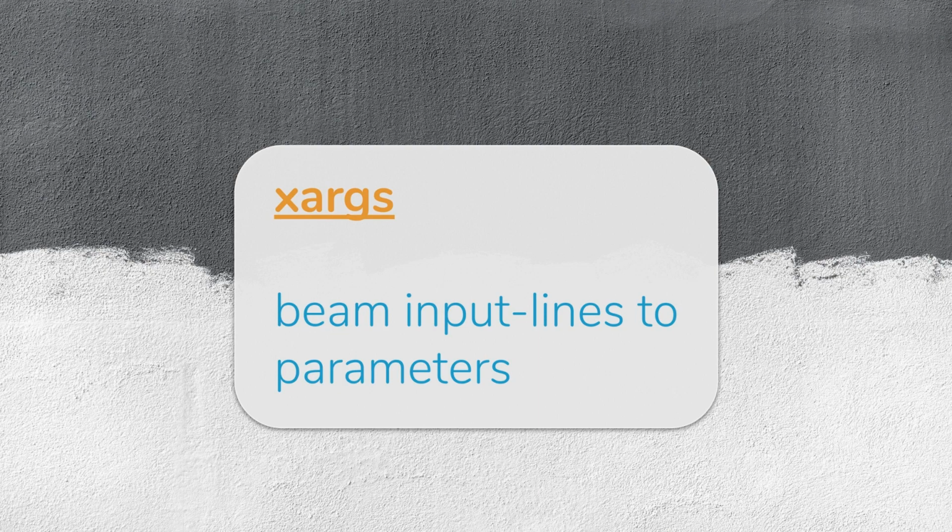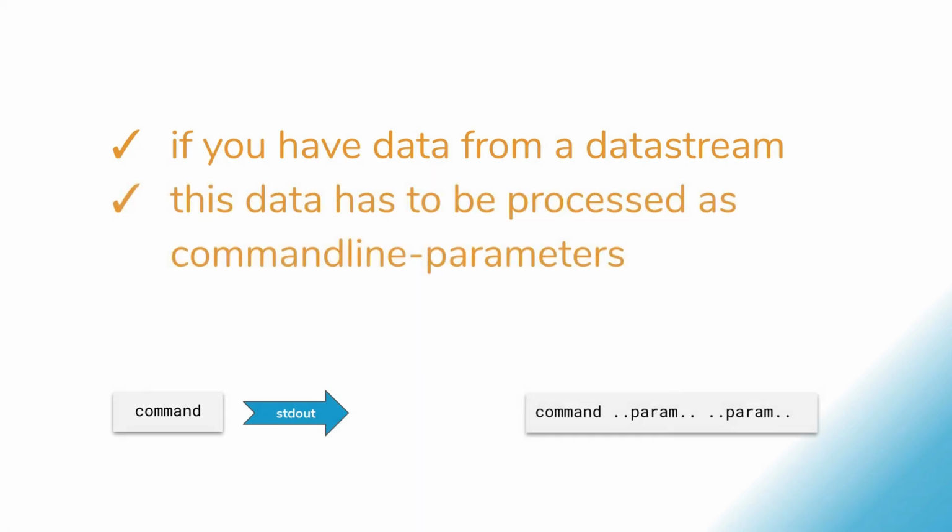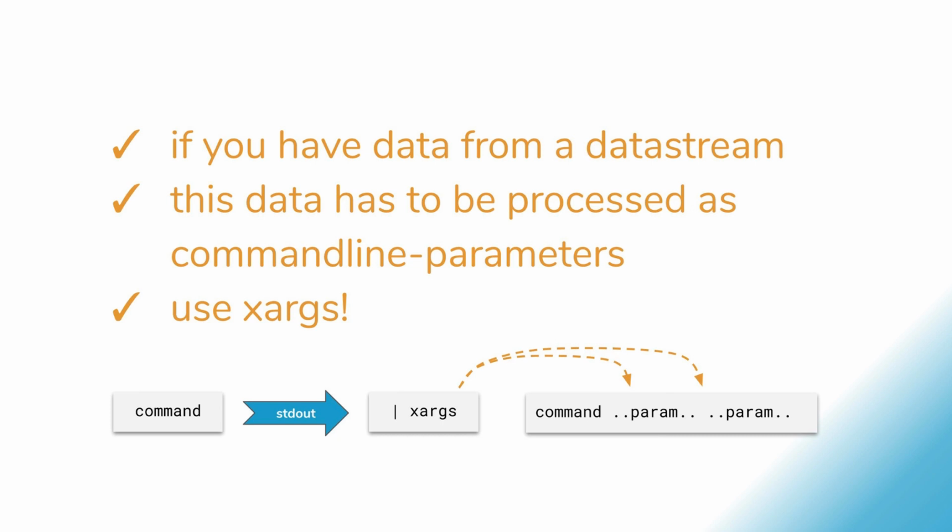Xargs can be used to beam input lines to parameters. So if you have data as a data stream, here as the output from a command, and this data has to be processed as command line parameters of another command, then use xargs. Xargs takes the input data line by line and builds command lines with a given command.